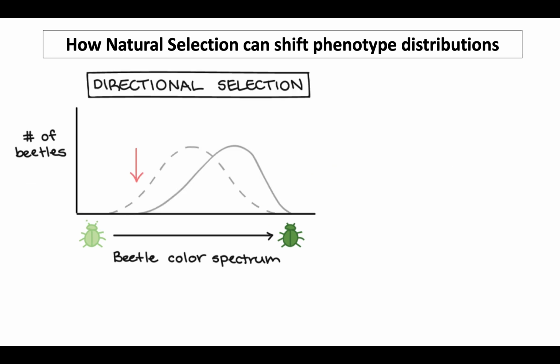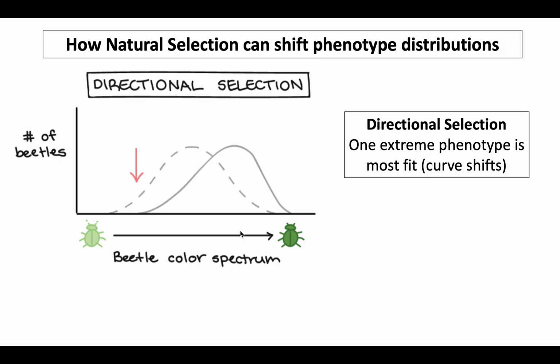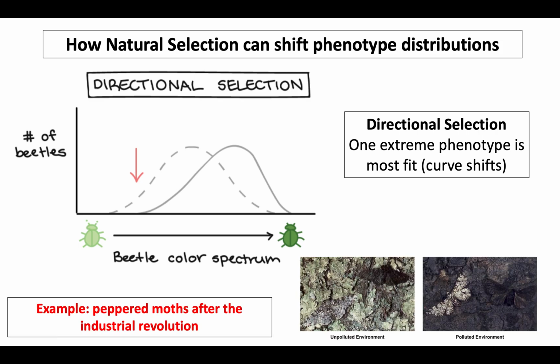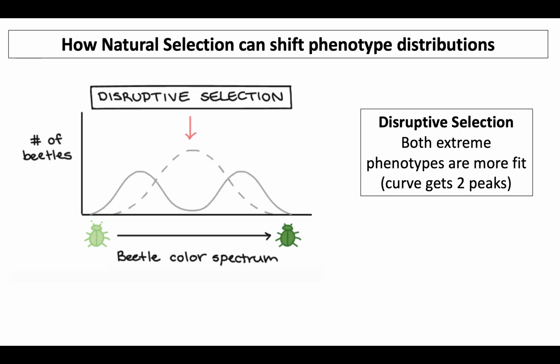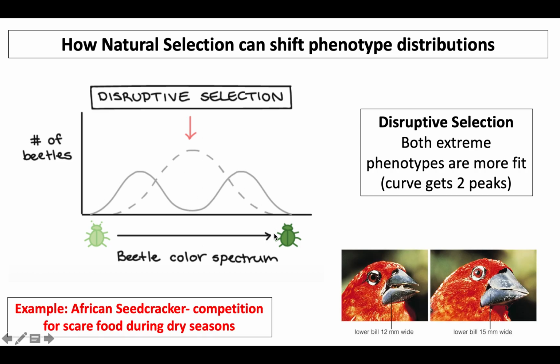Another way that natural selection can shift phenotypes is called directional selection, when one extreme phenotype is the most fit. For example, the peppered moths after the Industrial Revolution. These dark moths were more fit. The last one is disruptive selection, a type of natural selection where both extremes are more fit than the intermediate, and you get this bimodal curve.